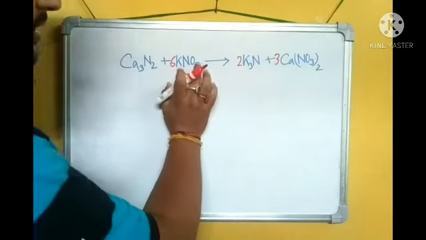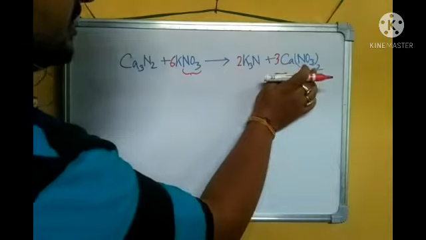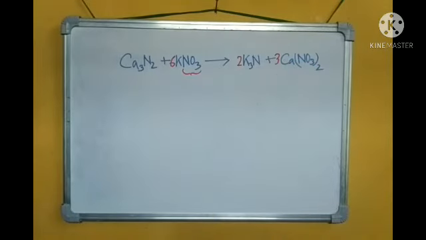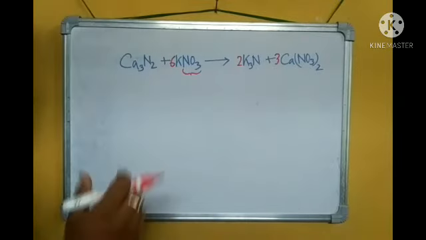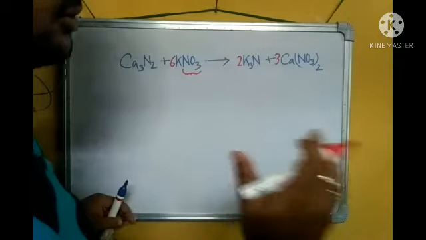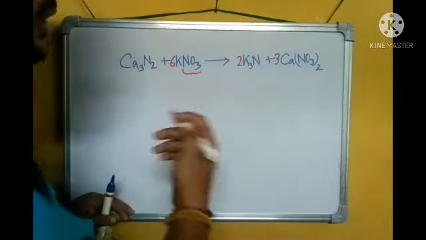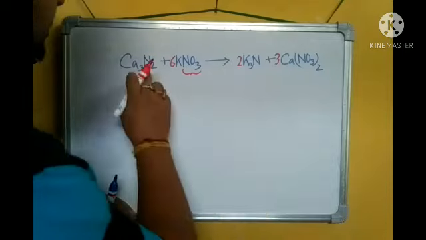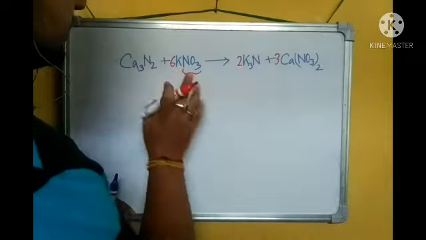Next, nitrate as a whole: the number of nitrate is 6 here, and here also the number of nitrate is 6. And if you want to consider separately that nitrate consists of nitrogen and oxygen, then if you consider nitrogen and oxygen separately, you can see that this equation is also balanced. Here nitrogen is 2, here nitrogen is 6. 2 plus 6, 8.